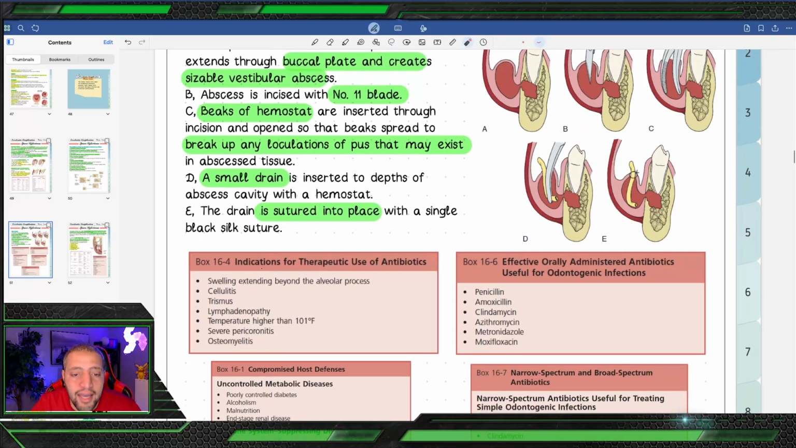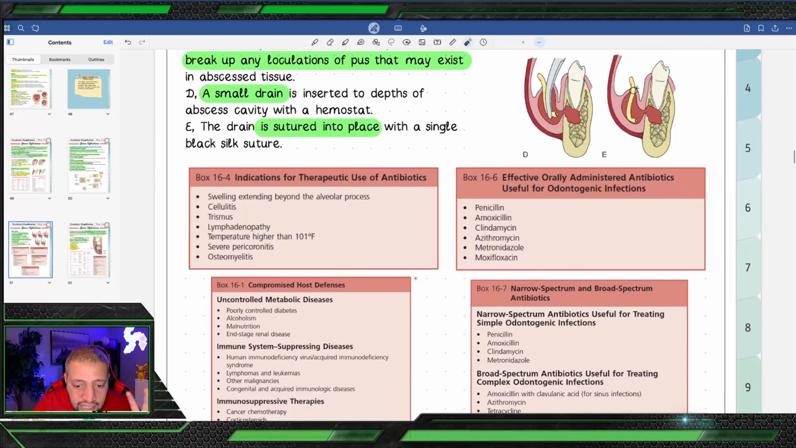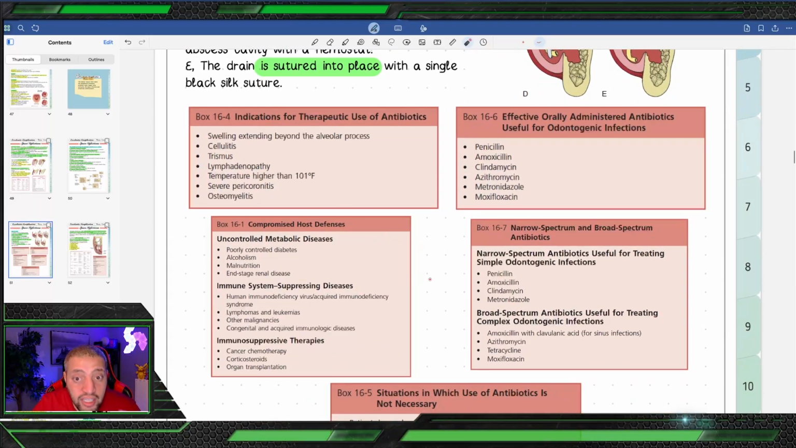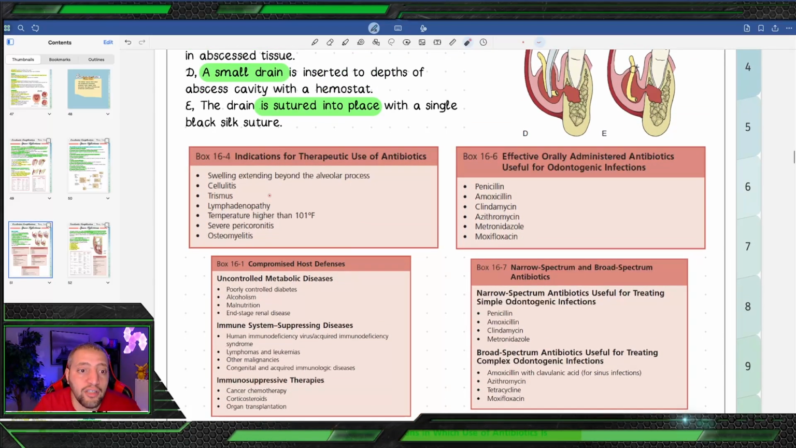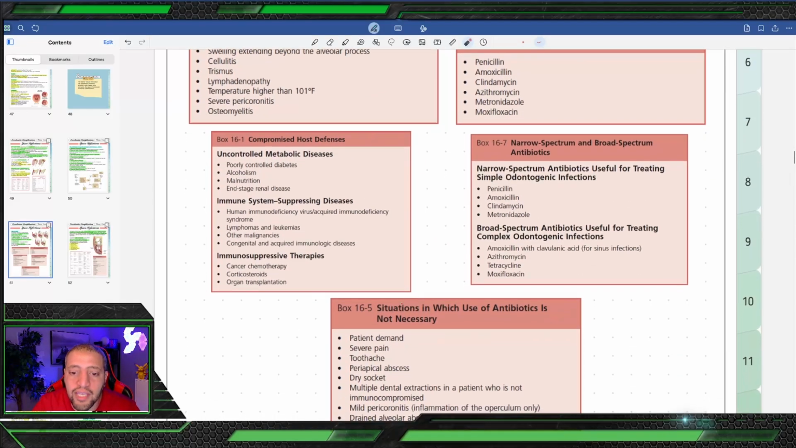Okay. Indication for therapeutic use of antibiotics. So this is the only indication for antibiotics. So please pay attention to this because they might trick you with this. Swelling extending beyond the alveolar process, cellulitis, trismus, lymphadenopathy, temperature higher than 101 Fahrenheit, severe pericoronitis or osteomyelitis. So you see here, this is the main indication. If you didn't catch the concept, here, let's see.